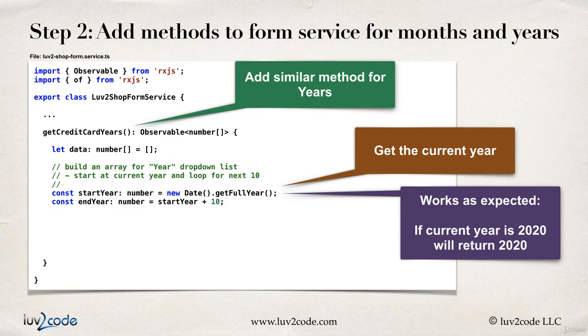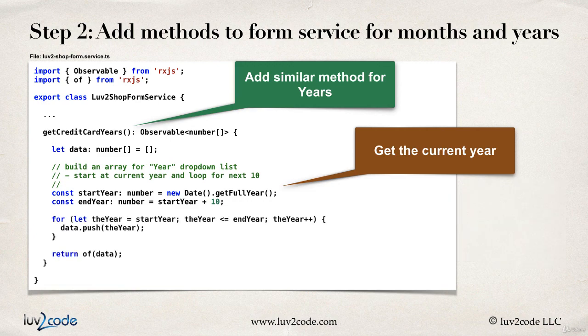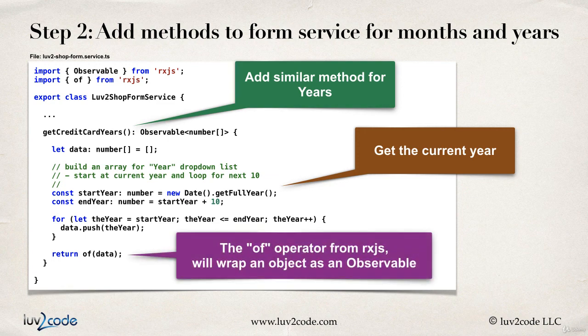And then for the end year, we simply take the start year plus 10. Then we do a for loop, and we say data.push the year. That's all fairly straightforward. The only tricky part again is wrapping this array as an observable. So again, we make use of that of operator from RxJS to wrap the array as an observable. And again, we use this because our Angular components are going to subscribe to this given method to retrieve the data. And that's basically it here for the method.